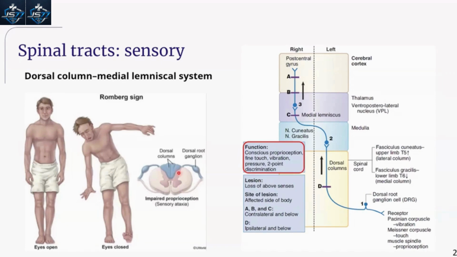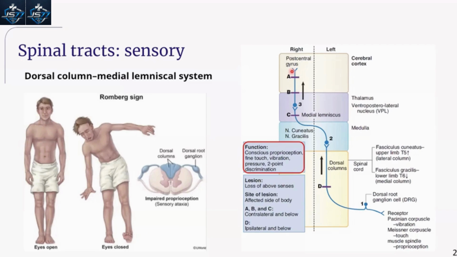So dorsal columns, they're found posteriorly in the spinal cord. They travel superiorly to the thalamus and the cortex. The dorsal column pathway specifically is also called the medial lemniscal system. It's called that because it decussates in the medial lemniscus, which is found again in the medulla. So just think about the medulla, a place where many things decussate. Information travels from the body up through the spinal cord, decussates in the medulla, continues upwards to the thalamus and then the cortex.